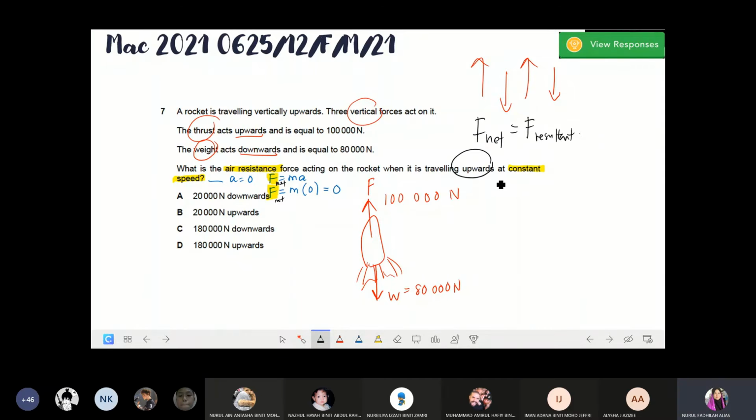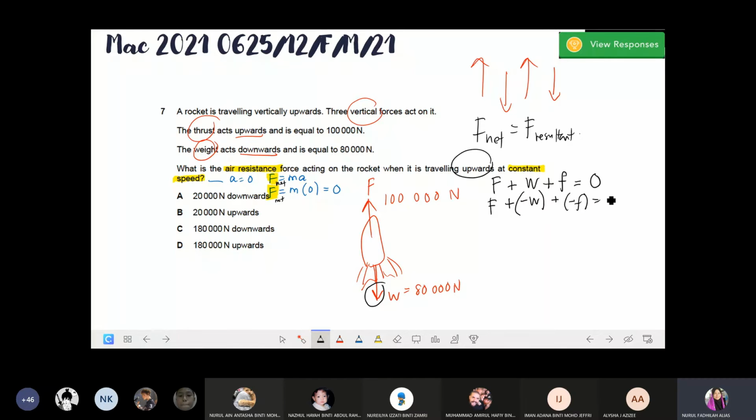So you add all the forces: F plus W plus air resistance equals 0. Okay, so now F equals... you know F's direction is upward, but weight is downward. When downward, it is negative W. And then friction, they said air resistance force acting. So air resistance always opposes the direction of the motion, so it's also negative. Right?